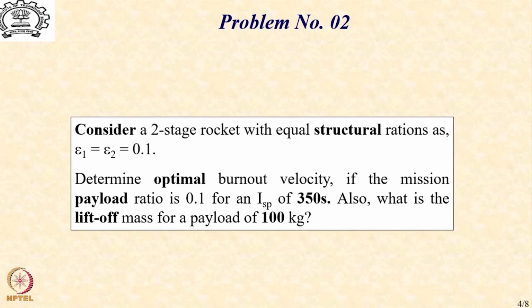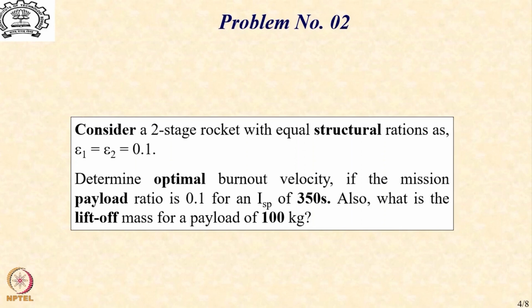And we also have a requirement of a significantly higher payload ratio of 0.1. And we also have a significantly higher requirement of payload of 100 kg. Now, indirectly what we are saying is that we don't want the rocket lift-off mass to be more than 1 ton, as against the 45 tons that we saw in the previous case.